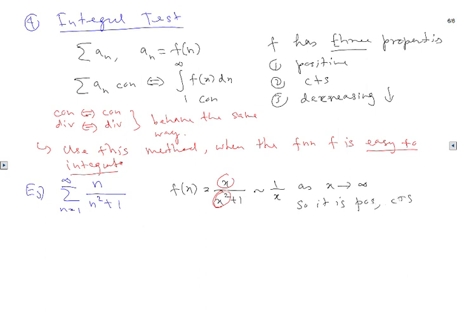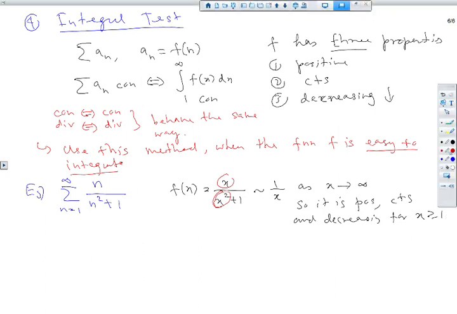Okay, so it is positive, continuous, and decreasing for any x greater than or equal to 1. Okay, so we can look at 1 over x, but the discontinuity is at 0. We don't worry about 0, because you can always consider larger values, but you need to at least mention that. So it satisfies all three properties. That means we can use the integral test here. So let's try to finish the problem now.